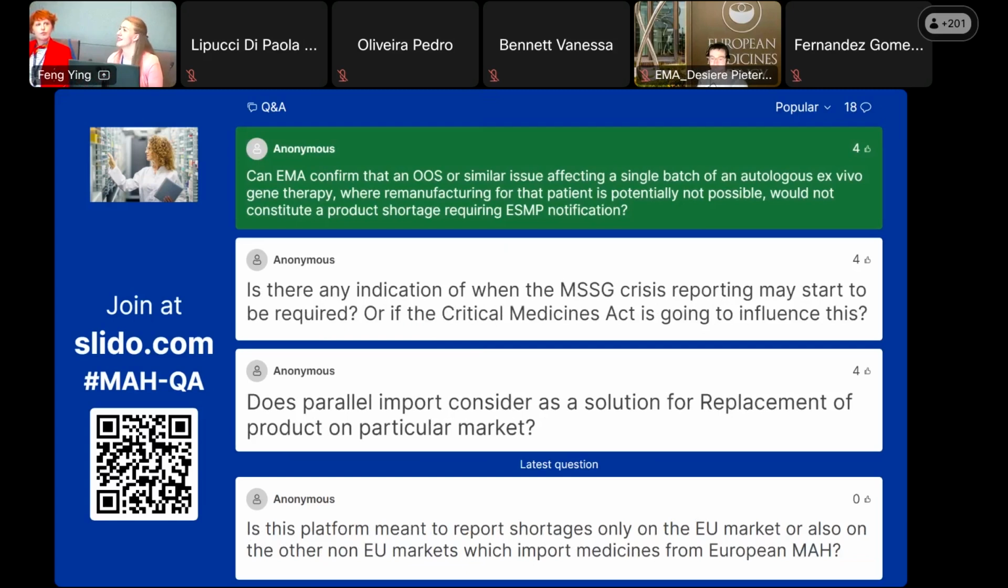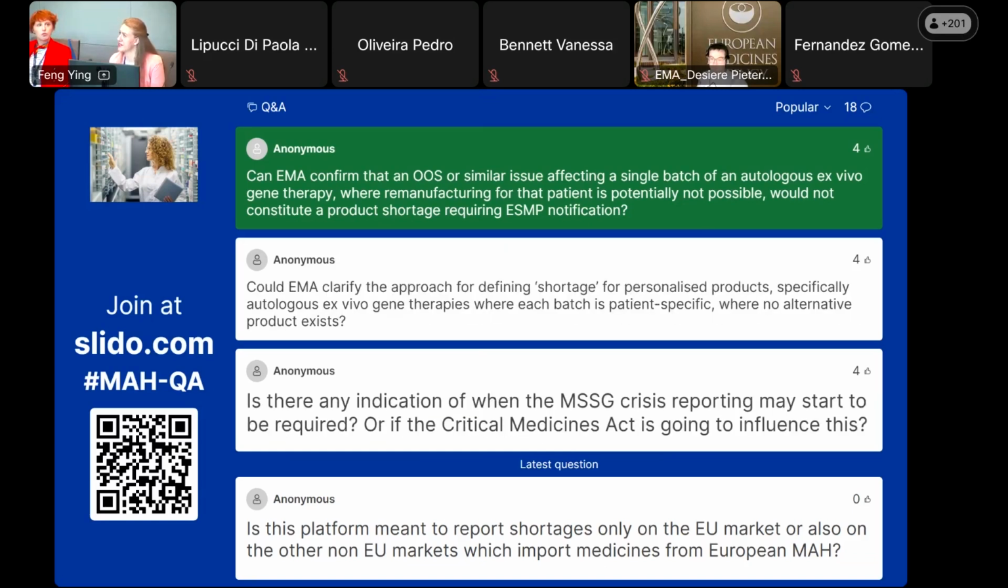Moving on. Can EMA confirm that an out-of-stock or similar issue affecting a single batch of an autologous ex vivo gene therapy, where remanufacturing for that patient is potentially not possible, would not constitute a product shortage requiring ESMP notification? This is a very specific example. In general, if a centrally authorized product that is placed on the market suffers a shortage, it should be reported to us via the ESMP.